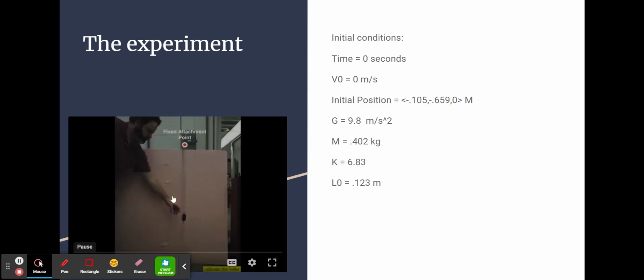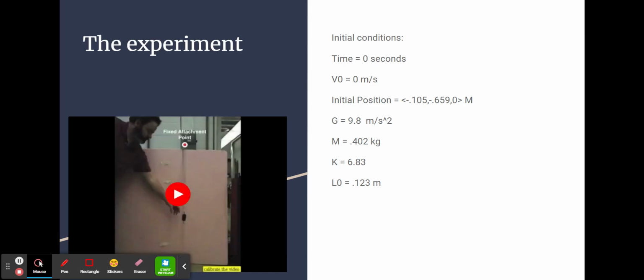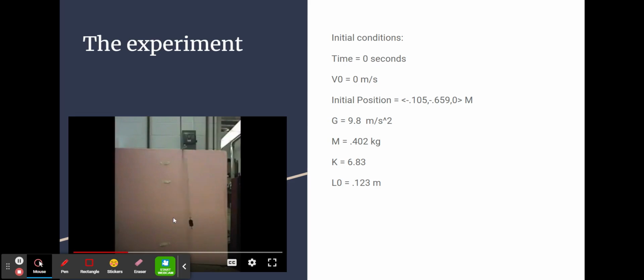So in the experiment, the initial conditions are our time is 0 seconds, velocity is 0, initial position is those meters, and we have our constants such as gravity, mass, our K value, and our initial length all given to us by pre-lecture video 52, which we can assume is consistent with our springs. If we see in the bottom left video, we can see how this mass moves around and how positions change due to these two springs on either side.